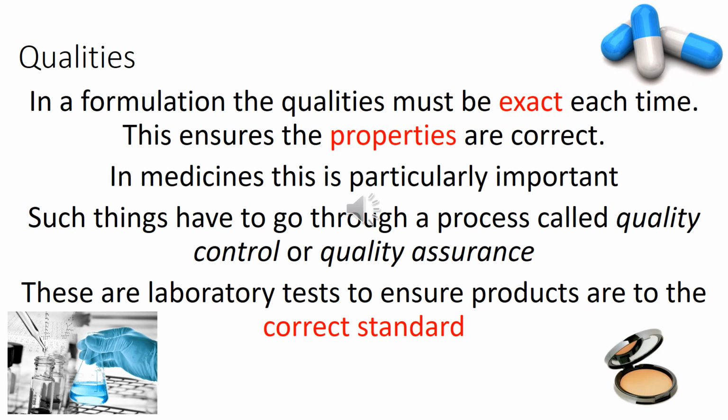Quality is very important when it comes to manufacturing products. In a formulation, the quantities must be exact each time. This ensures the properties are correct. In medicines, this is particularly important. Such things have to go through a process called quality control or quality assurance. These are laboratory tests to ensure products are to the correct standard.